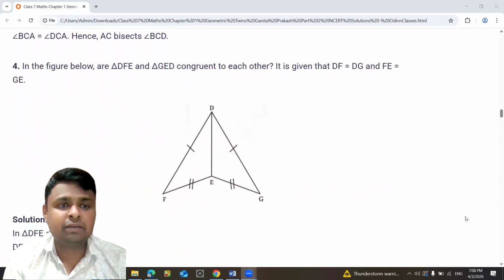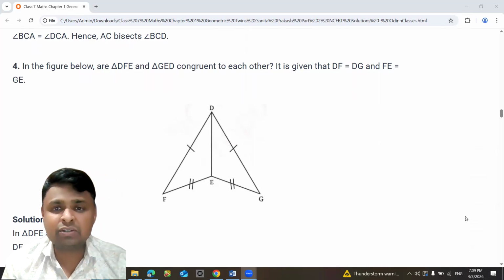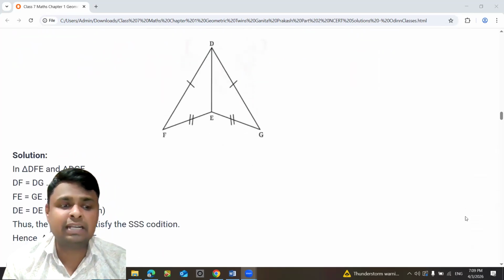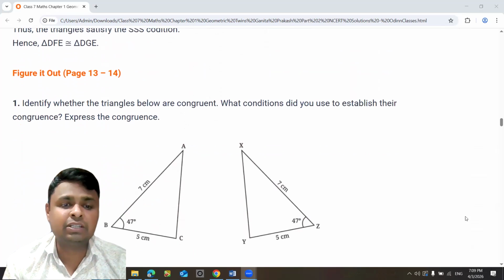Now see the next figure. Triangle DFE and triangle GED. So are they congruent together? Again, you're going to use the test of congruence. We see that DF is congruent to DG, EF is congruent to EG, and DE is the common side. So side condition, again the same type of condition and method.